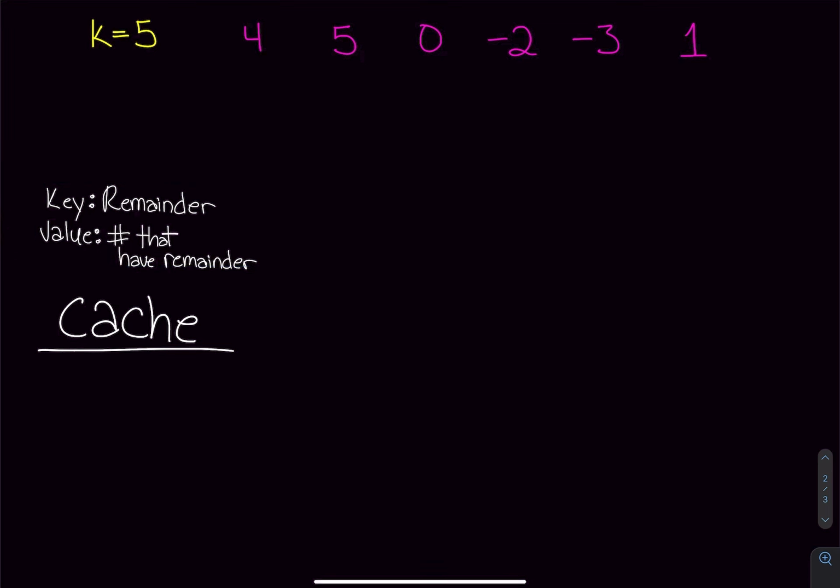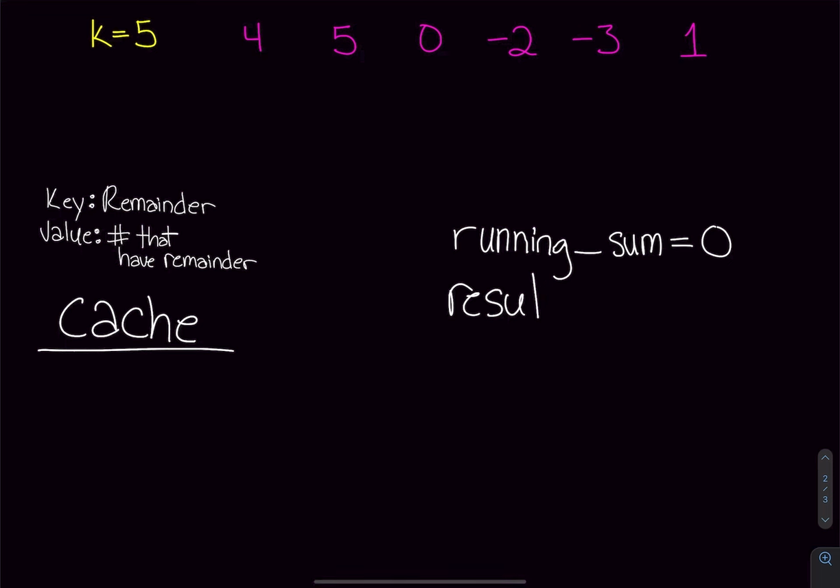Okay, and we're also going to want a running sum value. So the running sum is going to be initialized at 0. And then we're also going to have a result, and that's going to be initialized at 0 as well.